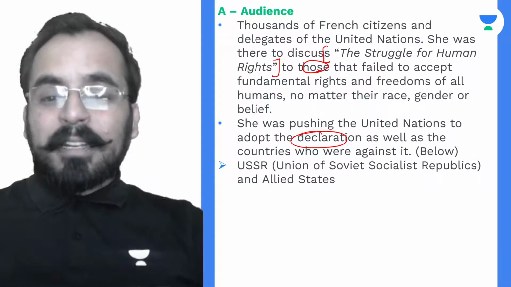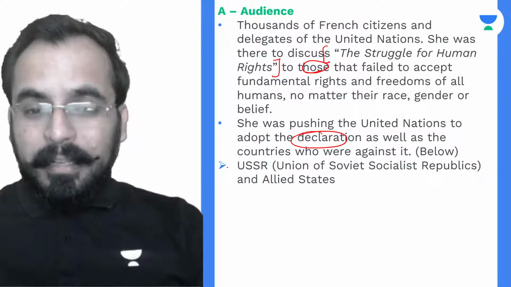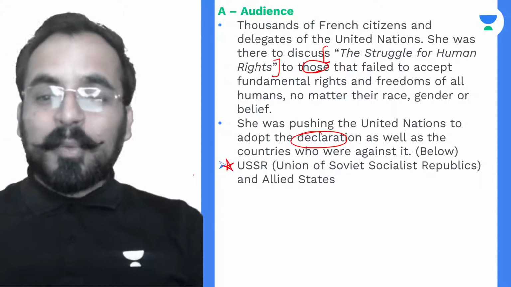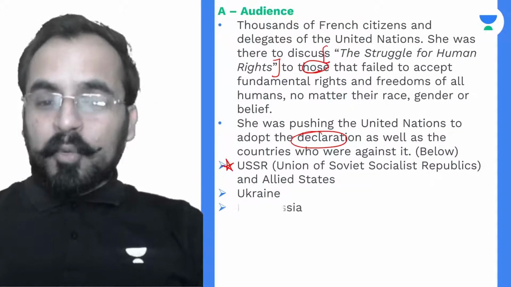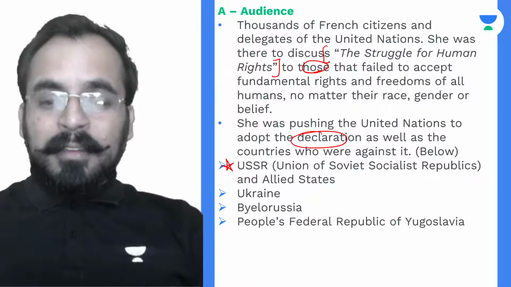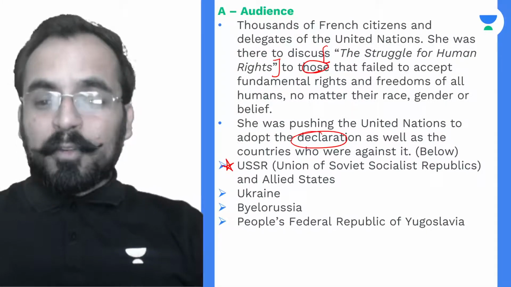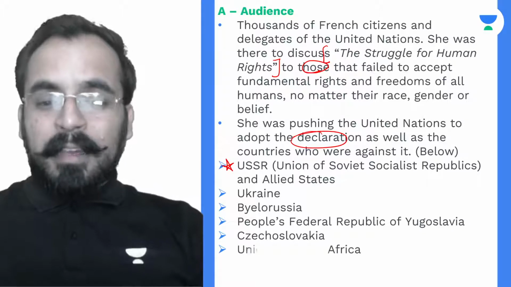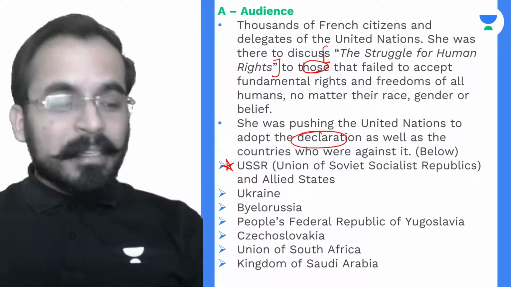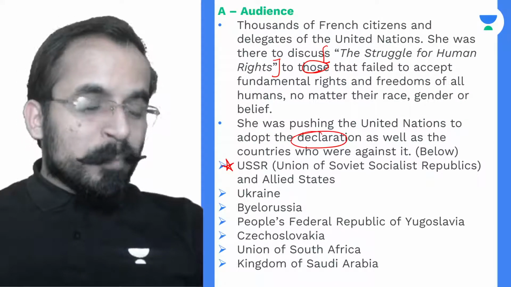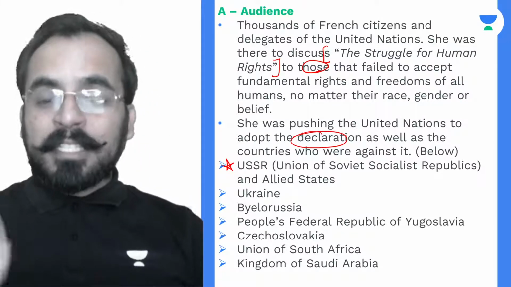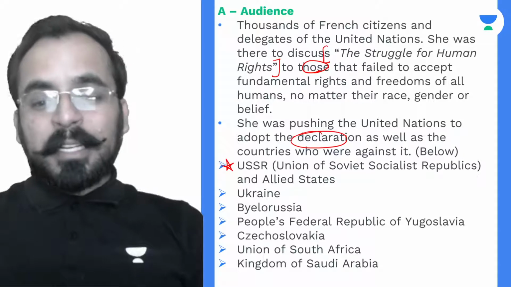And which are those countries? So the main country that she is focusing on in her speech is USSR. We are going to see that in her speech in a moment. Ukraine, Belarusia, People's Federal Republic of Yugoslavia, Czechoslovakia, Union of South Africa and Kingdom of Saudi Arabia. So these are the countries which she would be forcing to adopt the declaration.